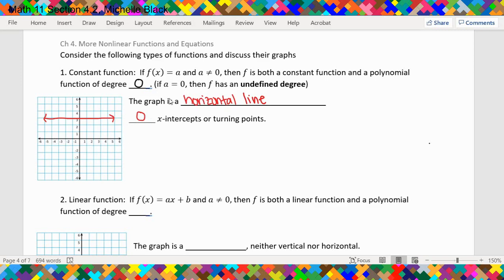So if we're not considering the line where a is equal to 0, we're never going to touch the x-axis, so we're never going to have any x-intercepts, and we're never going to change from increasing to decreasing, so we never have any turning points.